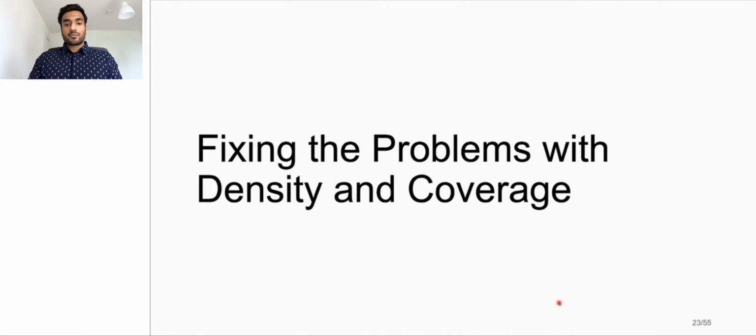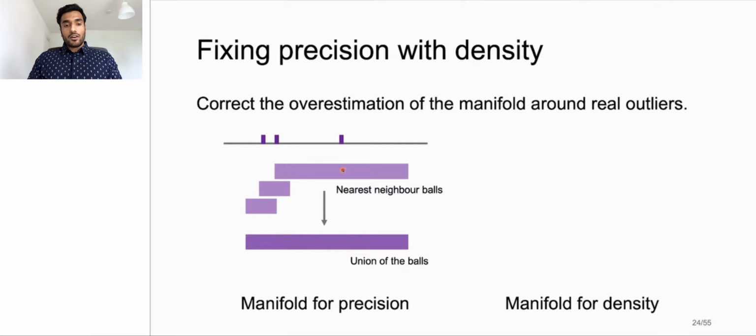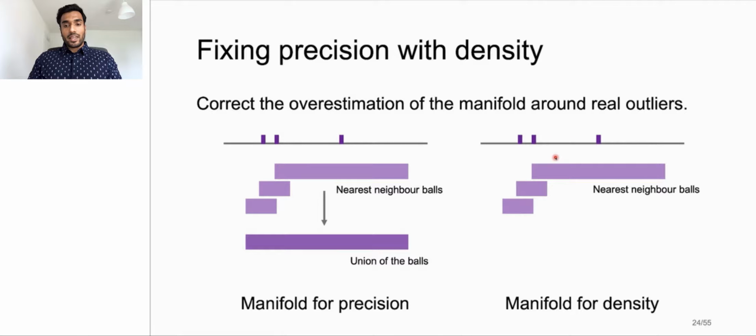In order to address these problems, we propose density and coverage that fix these issues. We first fix precision with our fidelity metric called density. With precision, we first calculate our nearest neighbor ball, and for the manifold, it's a union over all these regions to get a manifold that's uniform in all the regions. However, with density, we again have the same disks, but now we are doing a superposition where these dense regions of the manifold are scored higher than these sparse regions.